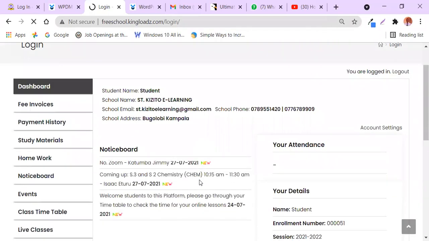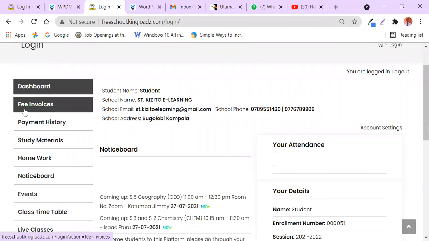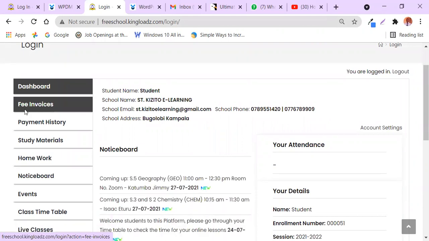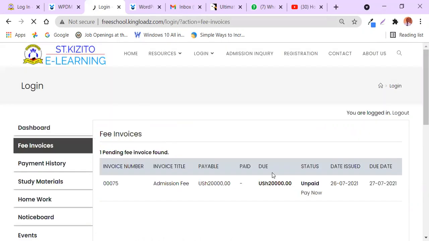Now, when you reach here, you check here. This is where the pending money will be. So suppose you are the student with this invoice number. It's called admission fee. So 20,000. Is it okay? You come and click here, pay now. Are you seeing this? Yes. Pay now.